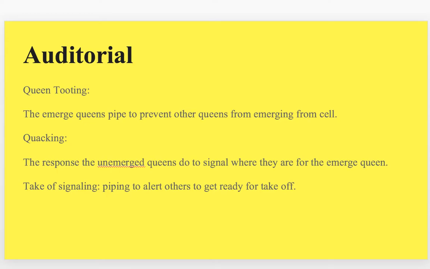Tooting starts with long syllables lasting about 1 second, and then decreases in length. The unemerged, or sometimes other newly emerged, queens will begin to quack back as a way for the other queen to find them, which is a series of short syllables lasting 0.1 seconds. However, this isn't an invitation for a picnic. The queen is trying to get rid of her competition, so when she arrives at the other cells, she tries to kill them by stabbing into their cells with her stinger.